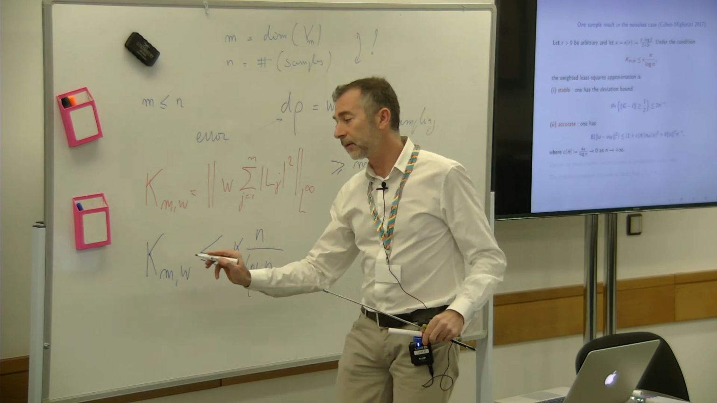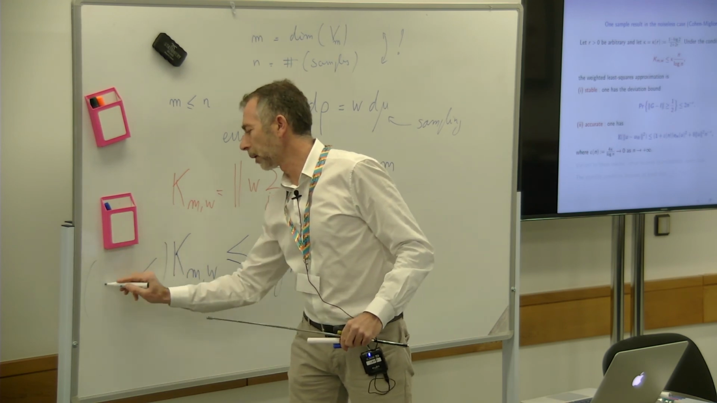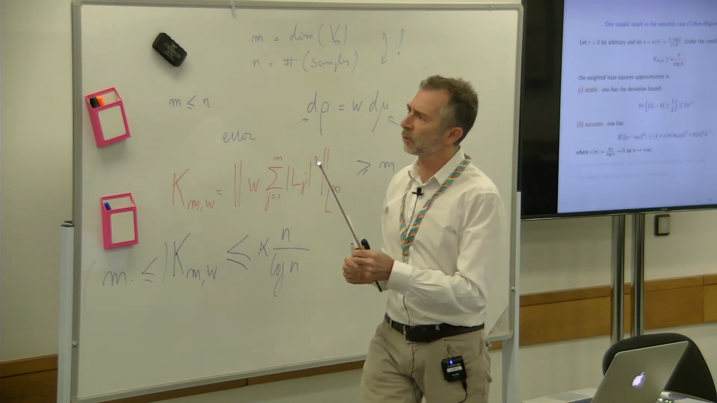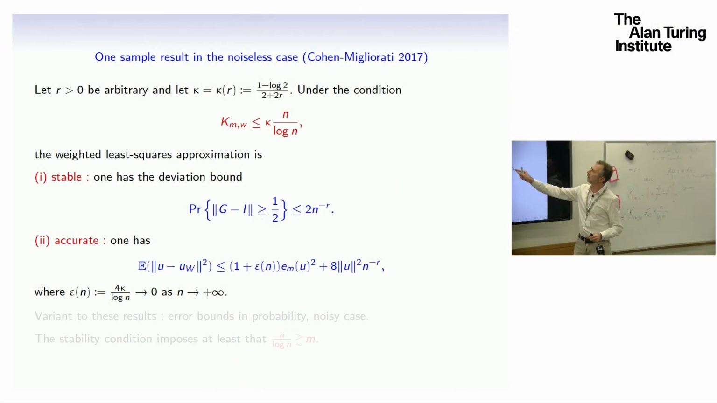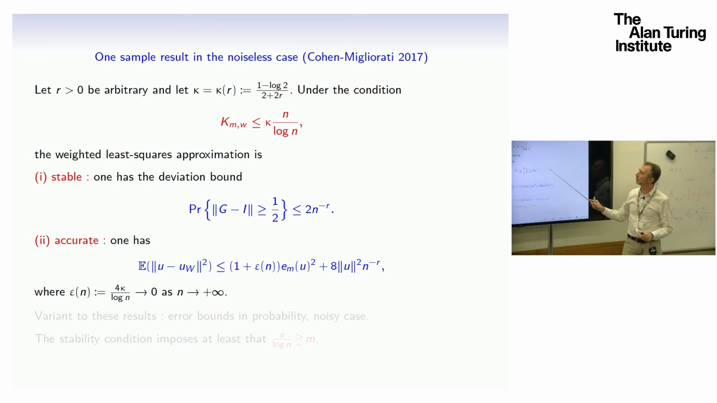And remember that this is always larger than m. So what happens under this condition? Kappa here is something that depends on a parameter r that I can fix to be arbitrary. And under such a condition, what I claim is that the method is going to be stable with high probability, in the sense that we don't deviate too much from the identity.